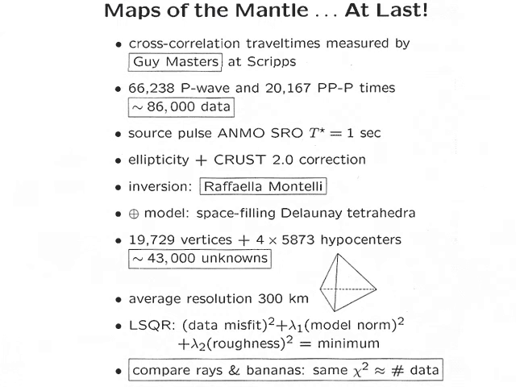And the maps that I will show you, this is very important, I will show you maps inverted using ray theory and maps inverted using 3D kernels, and in both cases the resulting model fits the data to the same precision. In other words, chi-squared is the same.